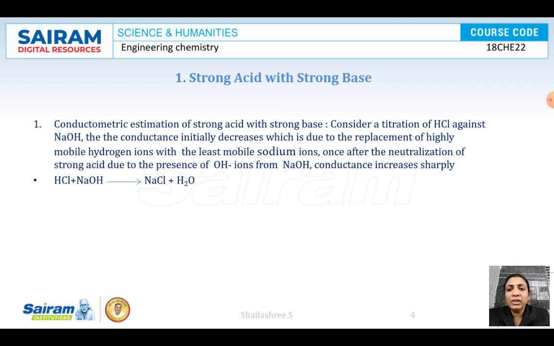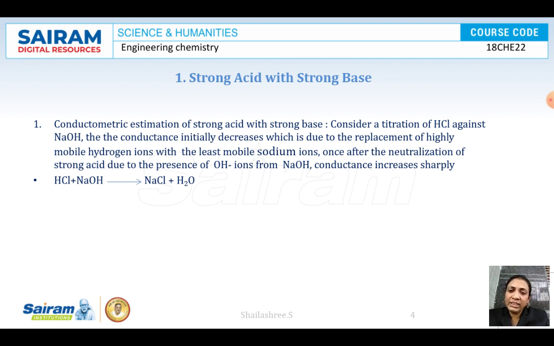What happens here when we take a strong acid HCl and titrate against a strong base like NaOH? See the reaction. When we add NaOH to the strong acid HCl, there will be a replacement of highly mobile H plus ions with the least mobile sodium ions. So the conductance decreases first in the experiment. Why does the conductance decrease? Because of the replacement of highly mobile H plus ions with least mobile sodium ions.